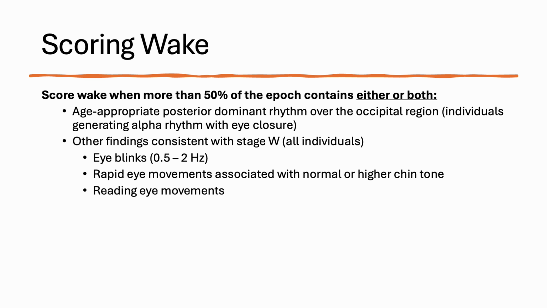Scoring wake is very similar to how we score wake for adults. We score wake when more than half of the epoch is either PDR, when the patient's eyes are closed, or alpha for adults, or other wakeful features like eye blinks, which are between 0.5 and 2 hertz, rapid eye movements associated with normal chin tone or higher chin tone. Remember, REM has the lowest amount of chin tone. And reading eye movements. All of those examples of PDR we just saw were good examples of wake with eyes closed. That's what it will normally look like.